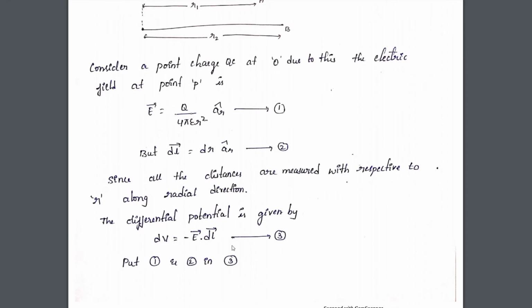Why do we have to change dl to dr ar? Because all the radial distance, whatever we are taking here, is in the r direction. So the value of dl in this case will be equal to dr into ar.